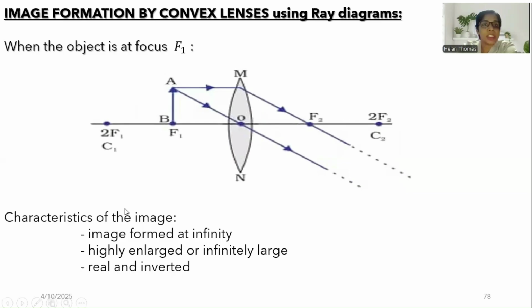And when the object is placed at the focus, see the two light rays: the first one, parallel to the axis, will go through the focus. The second one goes through the optic center, and forms these.